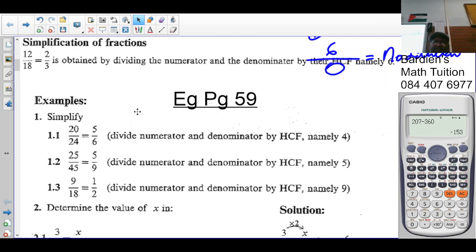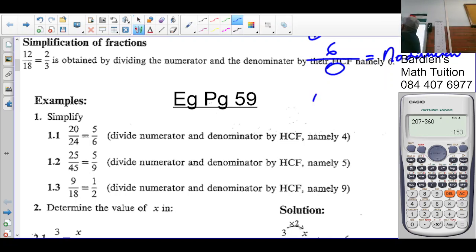Simplification of fractions. People, we've dealt with fractions in term 1. We spent a lot of time on fractions. We did BODMAS fractions, we did fractions from that red book, all of those things. All of that's going to come into play now. 12 over 18 is equal to 2 over 3. This is obtained by dividing the numerator and the denominator by the highest common factor, namely 6. You all agree with that? 6 can go into both.